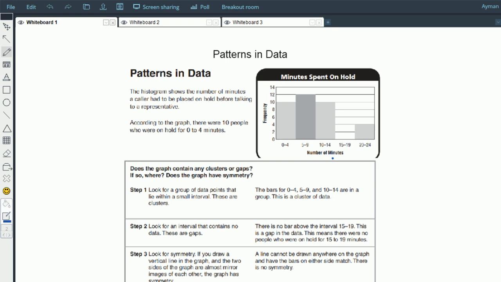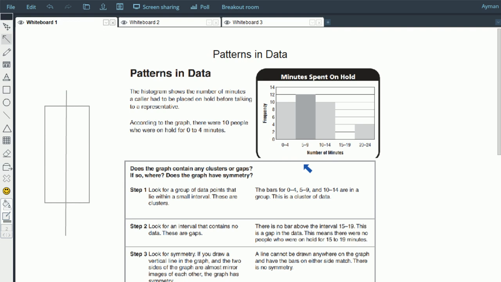That's step three. Look for symmetry. Is there any symmetry here in the graph? You know symmetry, right? For example, if I have this rectangle, then the symmetry line will be here in the middle. Like this one, for example, will be symmetry. Like in the middle.